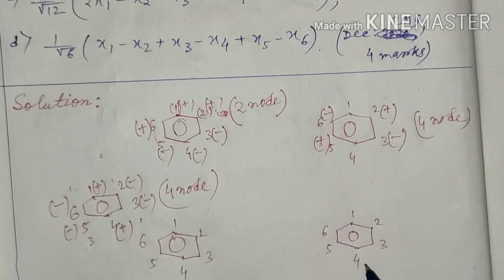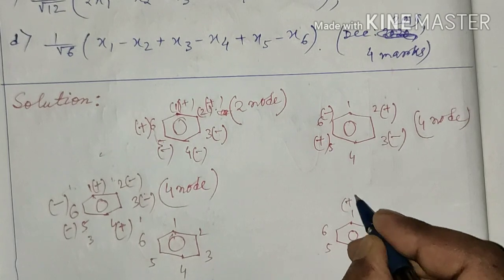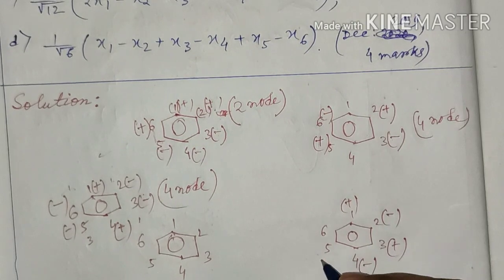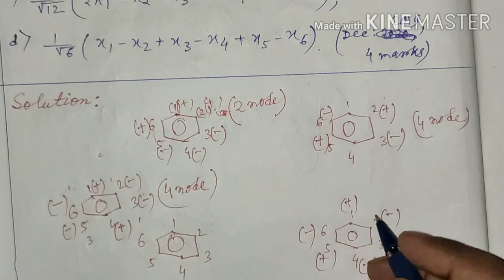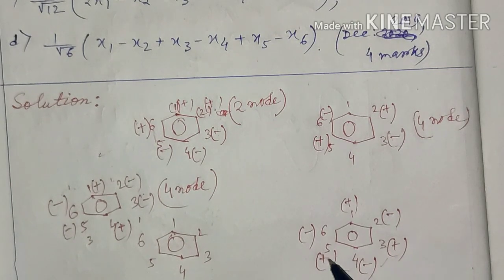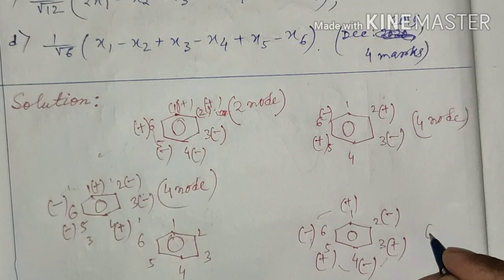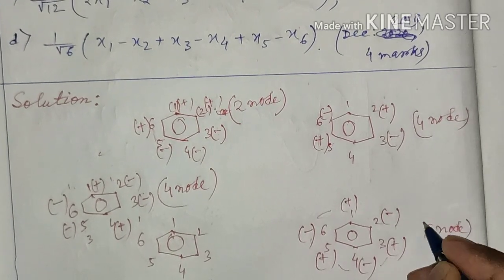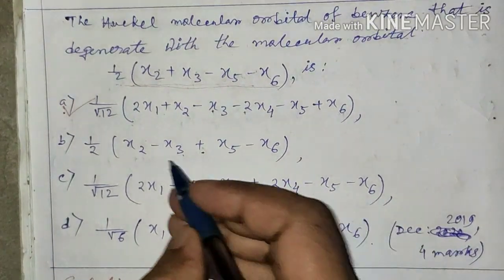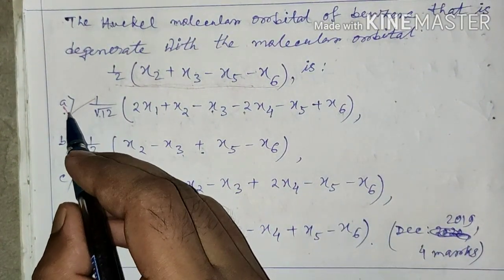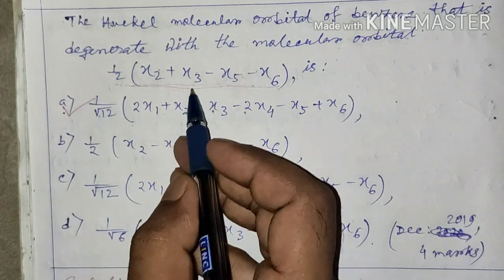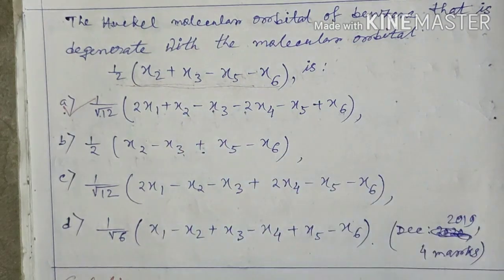For the last one, it is plus, minus, plus, minus, plus and minus. It is 1, 2, 3, 4, 5 and 6. It contains 6 nodes. So, as I previously said, option A is the correct answer, since this molecular orbital contains the same number of nodes as the given one.